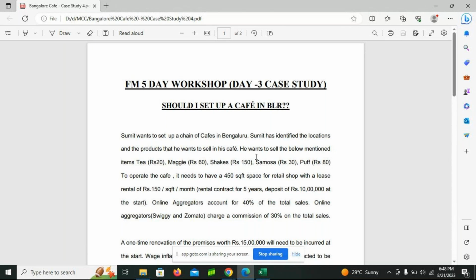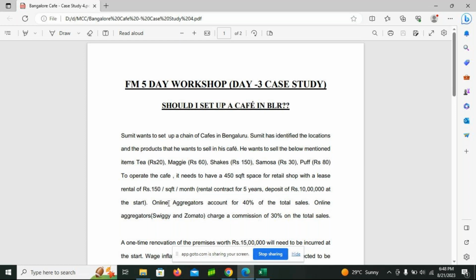He wants to sell the below mentioned items. In his cafe, he is going to add items like tea at rupees 20, Maggi at rupees 60, shakes at rupees 150, samosas at rupees 30, puff at rupees 80. To operate the cafe, it needs 450 square feet space for a retail shop with a lease rental of 150 per square feet per month. Rental contract for 5 years where the deposit is 10 lakh rupees at the start.